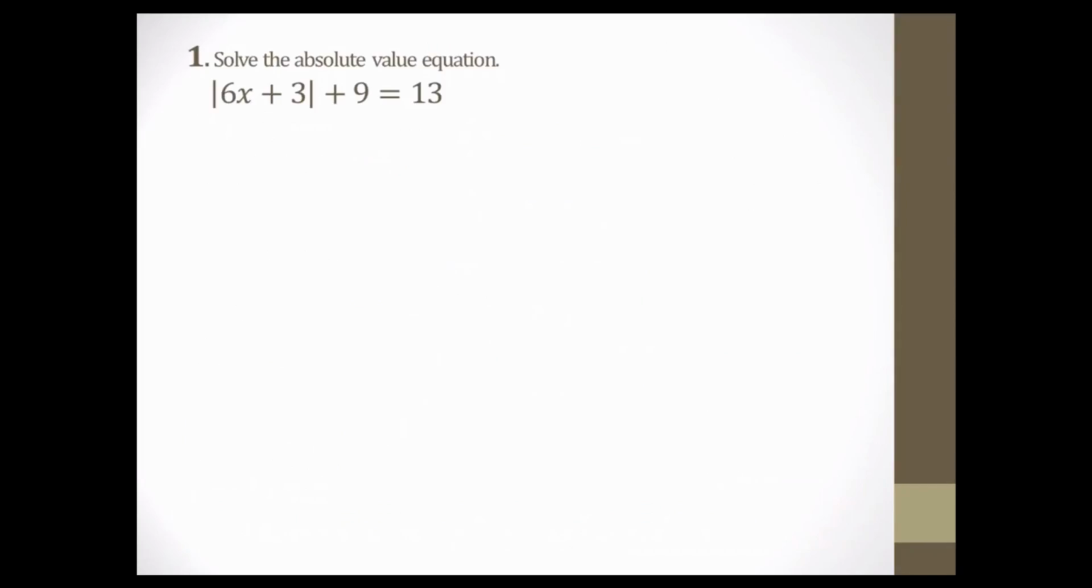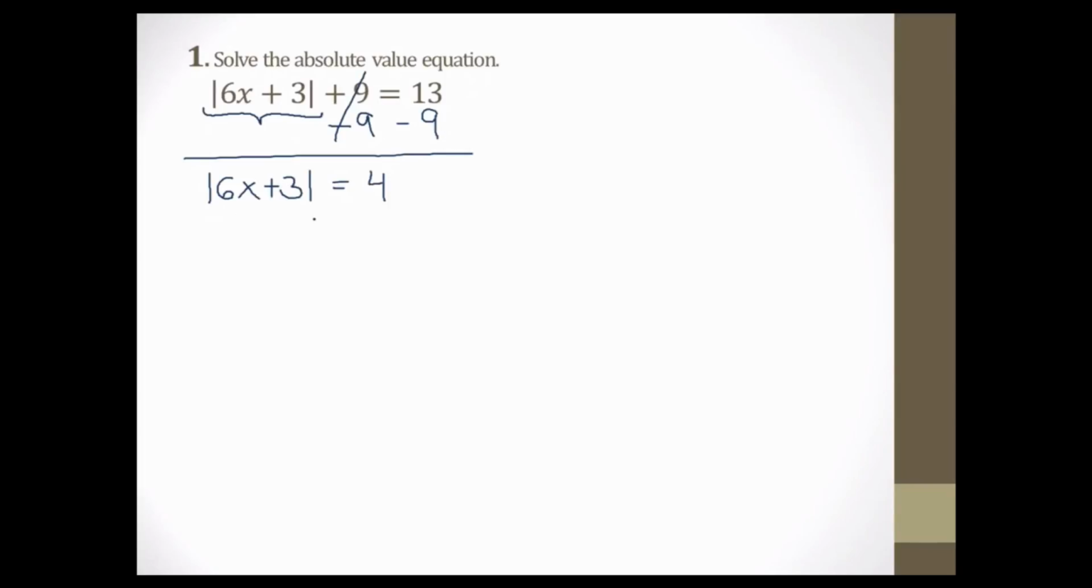This is problem number 1, and it says solve the absolute value equation. If you have an absolute value equation, indicated by these two vertical bars, the first step is to isolate the absolute value on one side of the equation. So I'm going to isolate this absolute value portion on the left side, and I'm going to move the 9 to the other side by subtracting 9. I am not doing anything with the absolute value yet. I'm just going to bring it down, but then my 9 is gone on the left side and I moved it to the right, and now 13 minus 9 is 4.